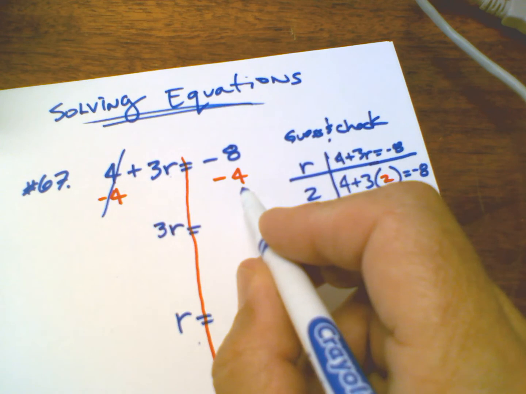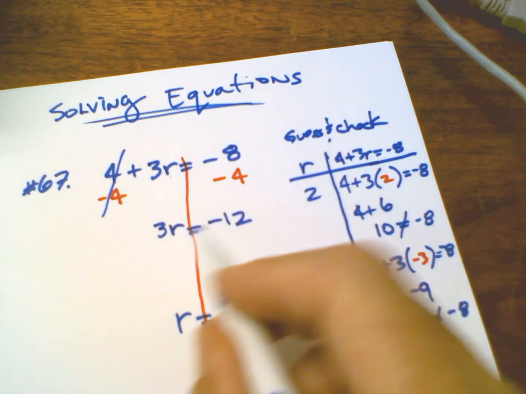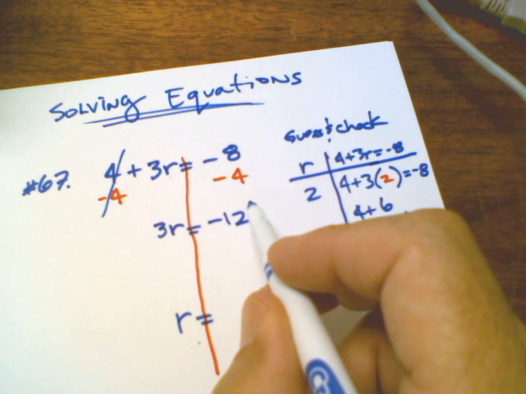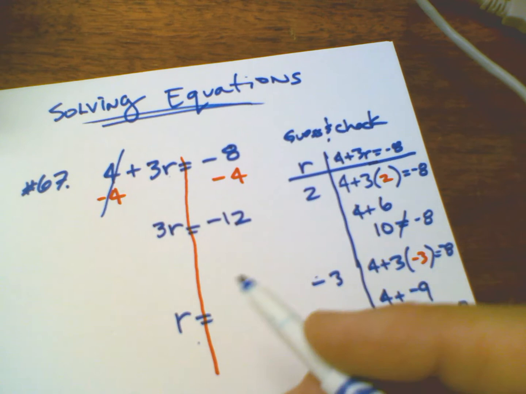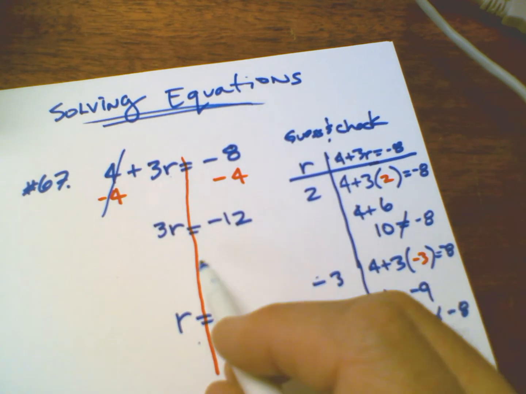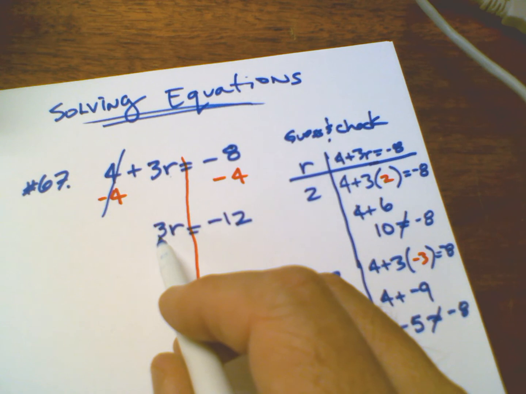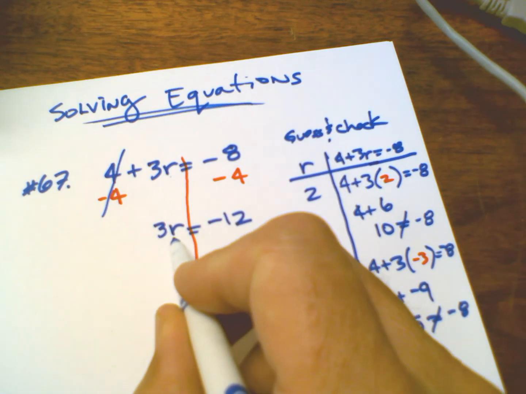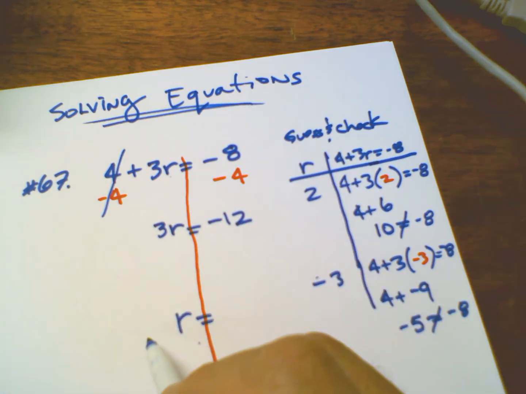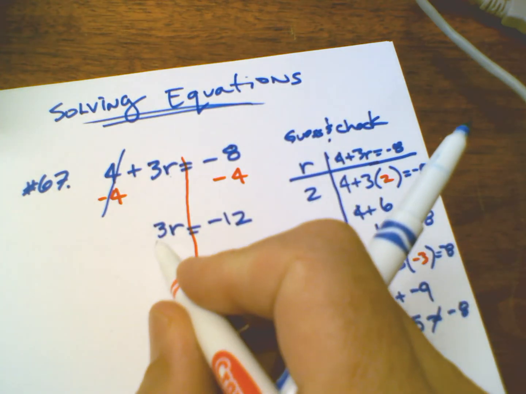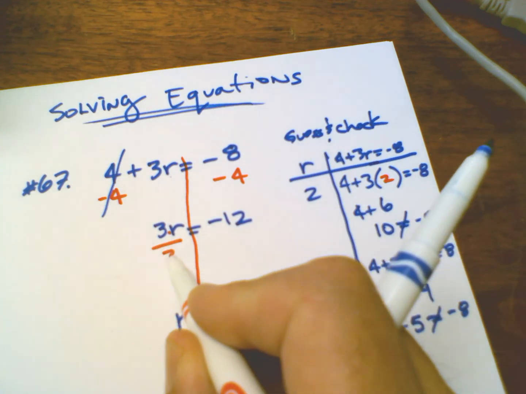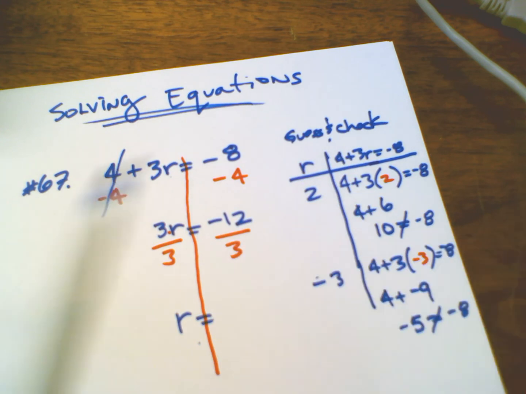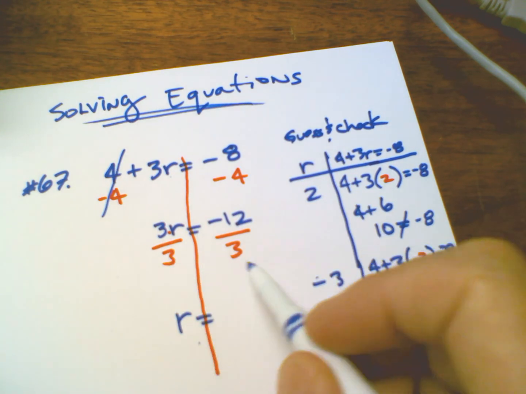Negative 8 minus 4 gives me negative 12. So now I have a more simplified equation: 3r equals negative 12. At this point, you might be able to already guess, using a better guess and check method, what the answer might be, because we're asking: 3 times something is negative 12. But if we follow the steps, at this point we use the opposite operation to get rid of that 3. The 3 is being multiplied, so the opposite operation would be to divide, and we divide both sides by 3, because what you do to one side, you've got to do to the other.